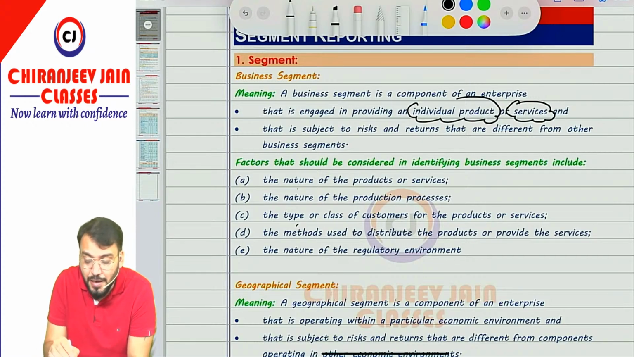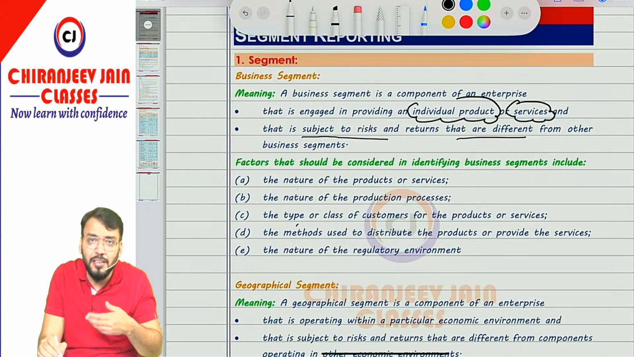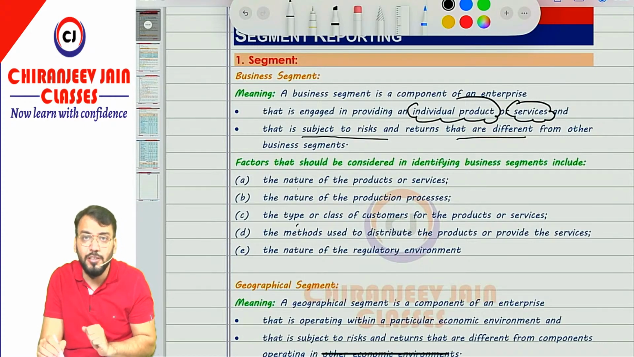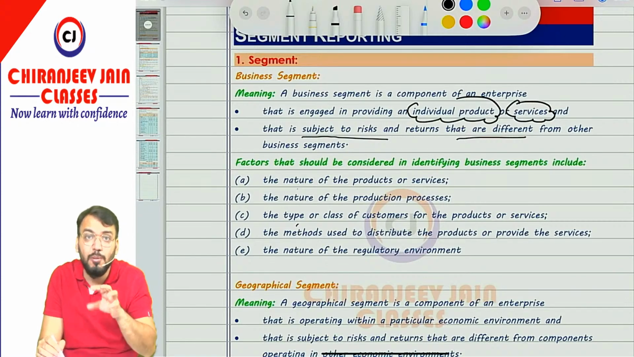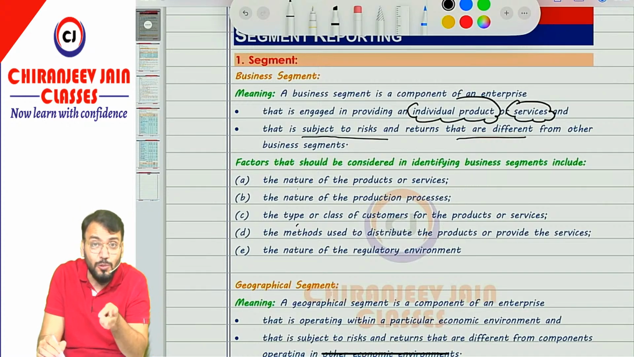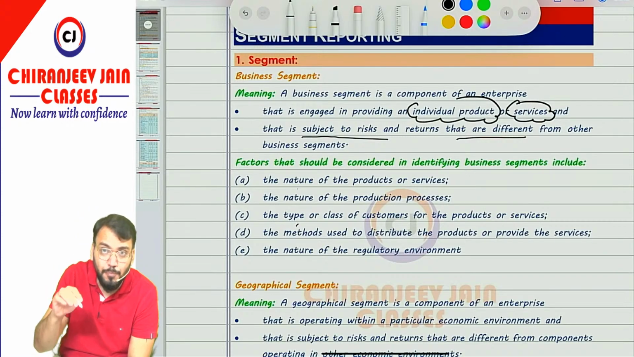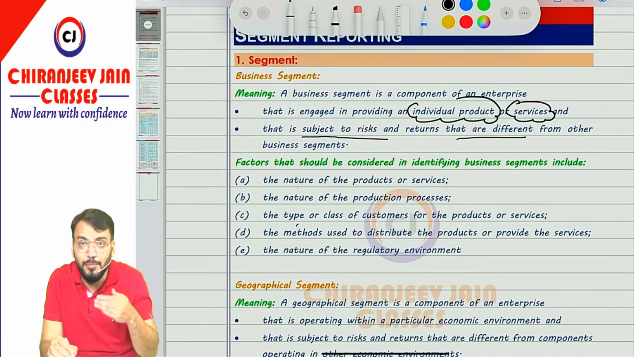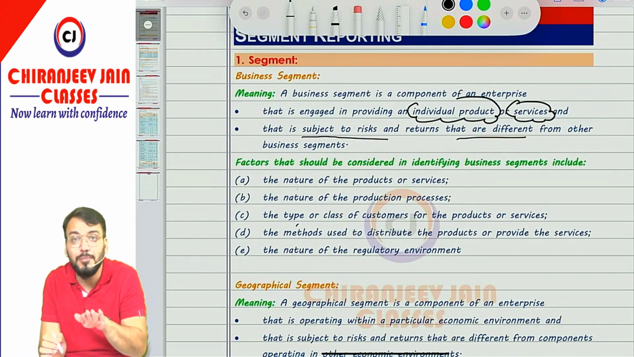So a business segment is a component of the entity that is engaged in providing individual product or services and that is subject to risk and return that are different from other business segments. For example, I am also providing the coaching for CA final financial reporting. So of course the risk and return, means the price and the cost of advanced accounting, will be different from the price and the cost of my CA final financial reporting. So therefore, there are two different business segments. So a business segment is a component of the entity that is engaged in providing individual product or services and that is subject to risk and return that is different from other business segments, correct?